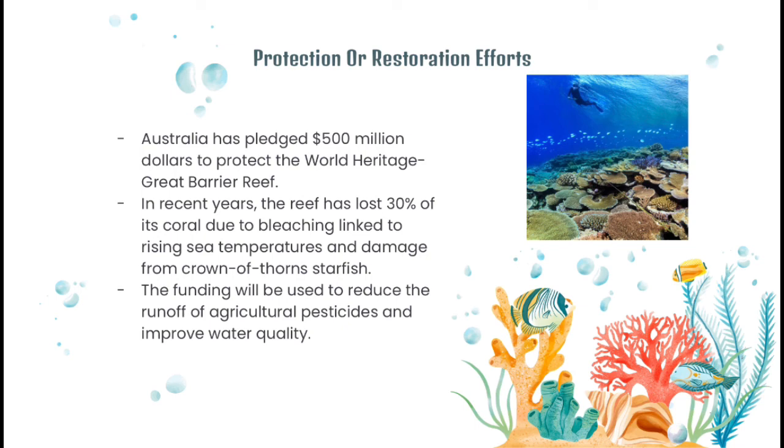Protection or restoration efforts. Australia has pledged $500 million to protect the World Heritage Great Barrier Reef. In recent years, the reef has lost 30% of its coral due to bleaching linked to rising temperatures and damage from crown of thorns starfish. The funding will be used to reduce the runoff of agriculture and pesticides, and improve the water quality.